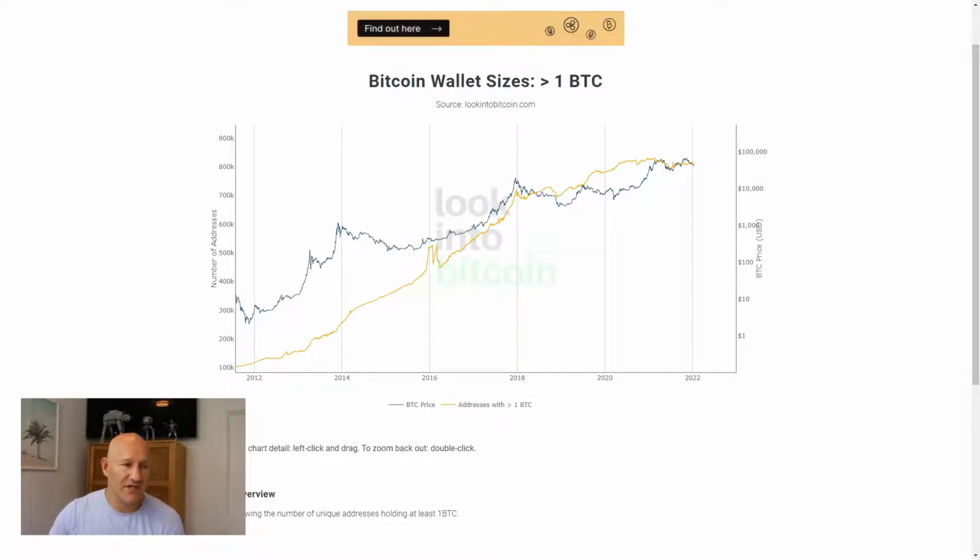So if we look at the screen at the moment, we're looking at Bitcoin wallet sizes above 1 Bitcoin. Now, I'd consider these to be retail investors. A Bitcoin at the moment is worth about 43,000 US dollars. And so anything above that amount, up to below 10 Bitcoin, is still, I would think, a retail investor.